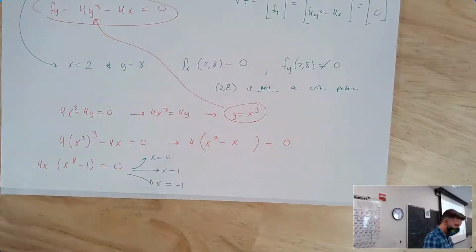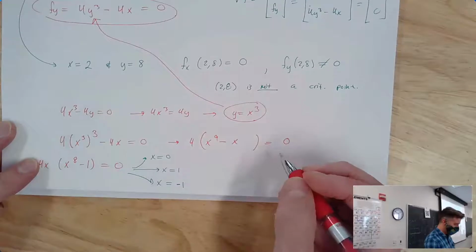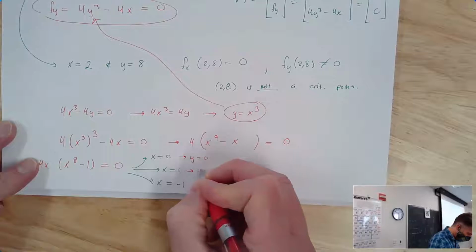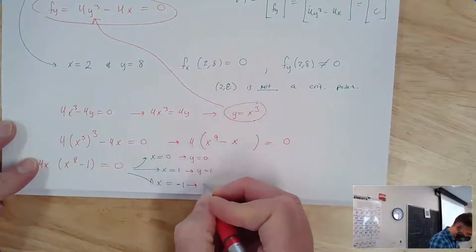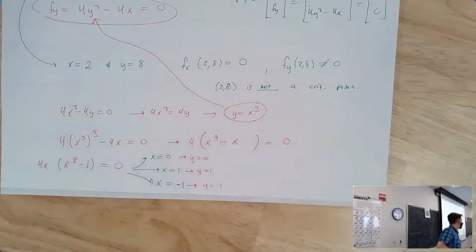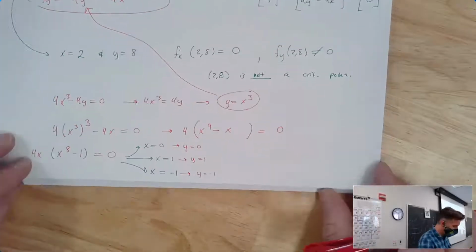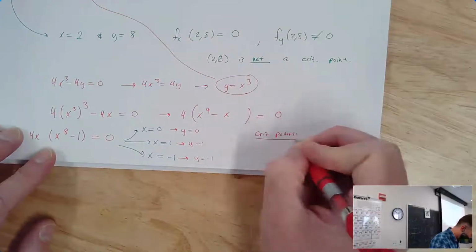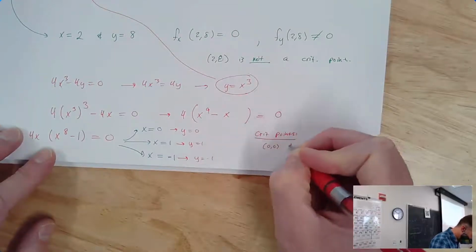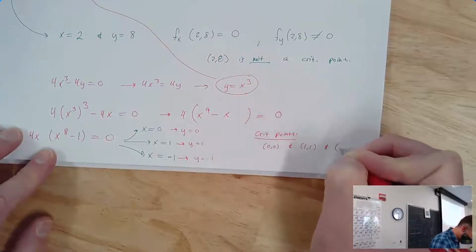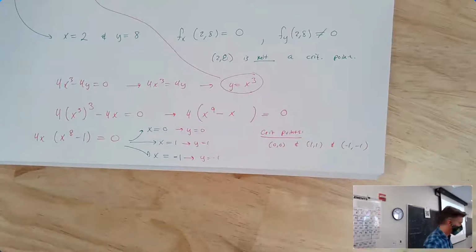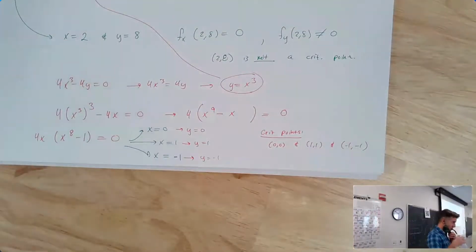And we know that y has to equal x cubed. So if x is 0, y is going to be 0. If x is 1, y is going to be 1. If x is -1, y is going to be -1. Thanks. So my 3 critical points are (0, 0), (1, 1), (-1, -1). Now we have to classify.